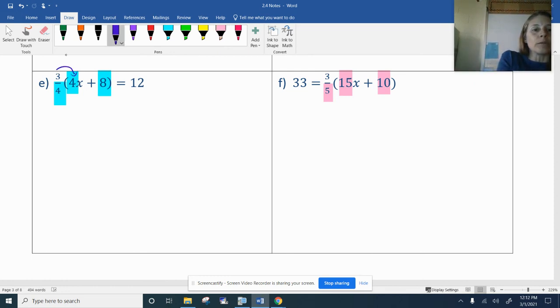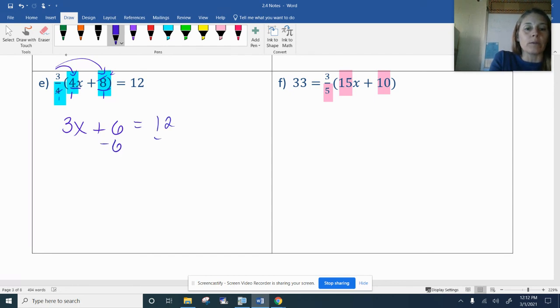So when I distribute 3/4 to 4, I remember that's really a 4 over 1. The 4s would cancel. I'm left with 3x. When I distribute my 3/4 to 8, which is really 8 over 1, I could reduce my 4 and my 8, and 3 times 2 is 6. Or you could just write 24 over 4 and divide it out.